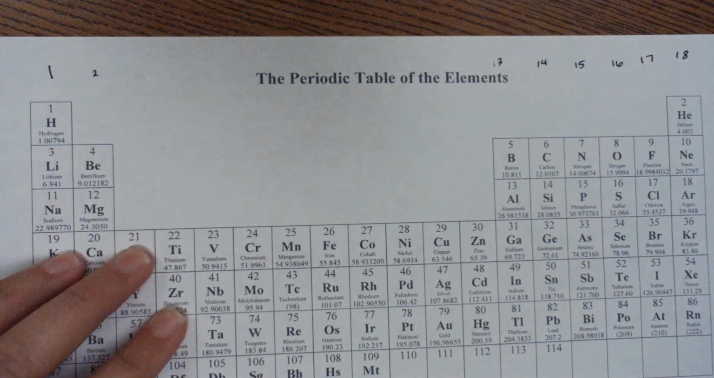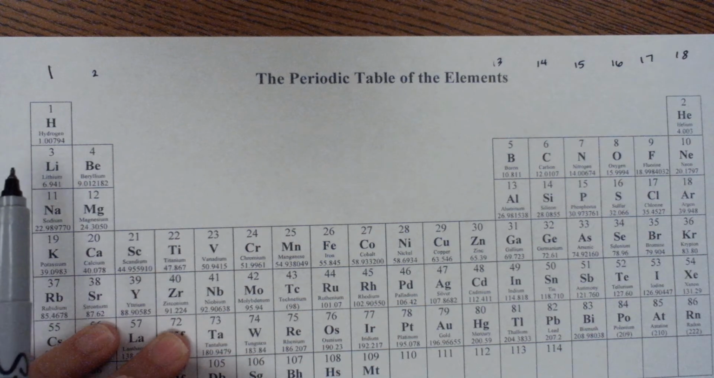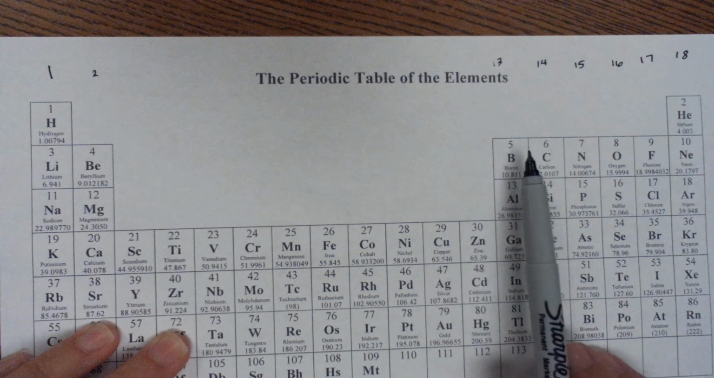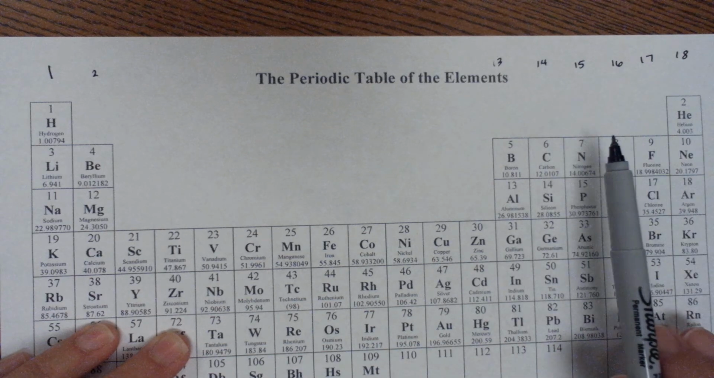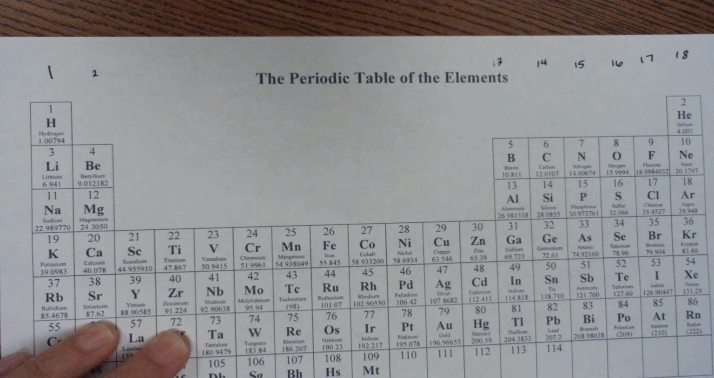We talked the other day when we colored the periodic table about the family names. We had alkali metals, alkaline earth metals, transition metals. We just called this the boron family, the carbon family. We had pnictogens, chalcogens, halogens, and noble gases.